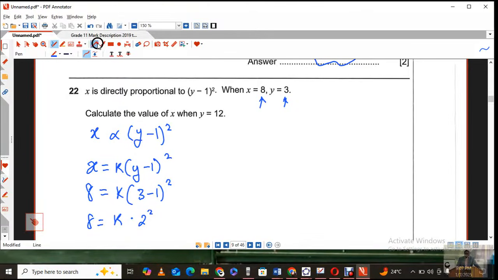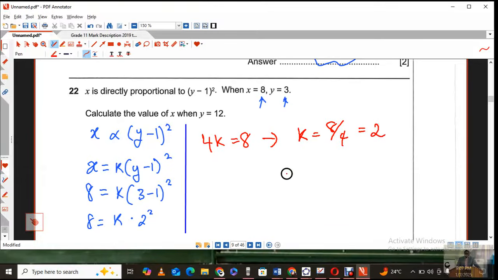All right, so let's create some more space. So now I'm left with 4k is equal to 8. So that implies that k will equal 8 divided by 4. So my k is equal to 2. So naturally, this is where my equation is, and I'm going to write it. So it's x equals, my k is 2, times y minus 1 squared.